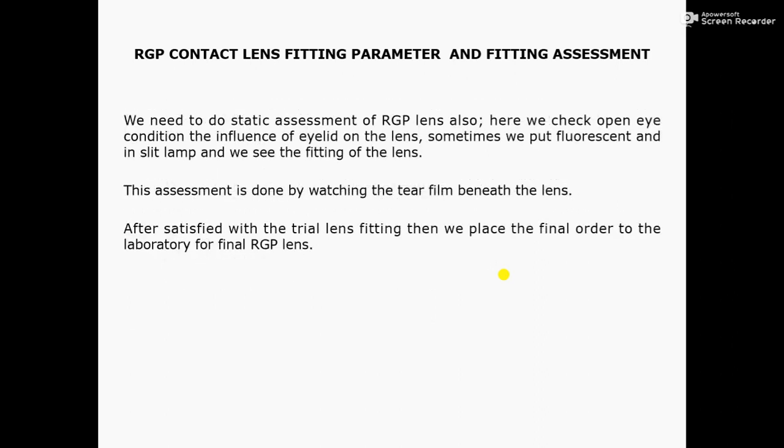Next, we need to do static assessment of RGP contact lens also. Here we check the open eye condition, the influence of the eyelid on the lens. Sometimes we put fluorescein, and we check in the slit lamp, and we see the fitting of the contact lens. This assessment is done by watching the tear film beneath the contact lens.